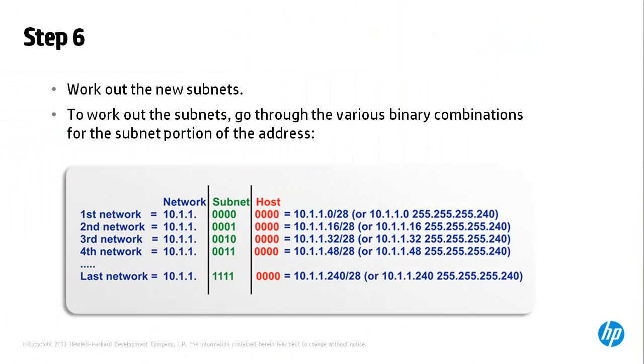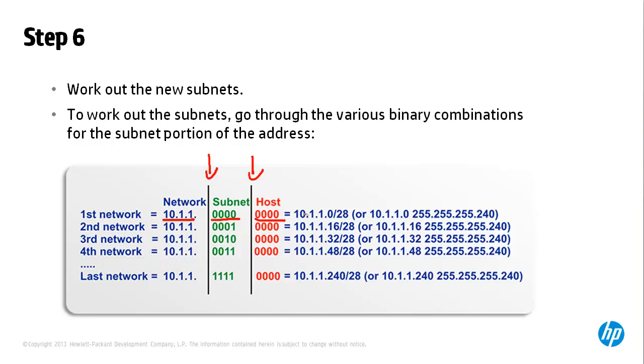The last step is to work out the new subnets. The network portion of the address is 10.1.1. The subnet portion is 4 bits in length and the host portion is 4 bits in length. I've drawn a line to differentiate between network and subnet and host. So the lines are just there to make it easier to differentiate the various parts of the address.